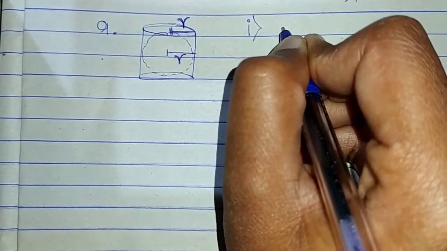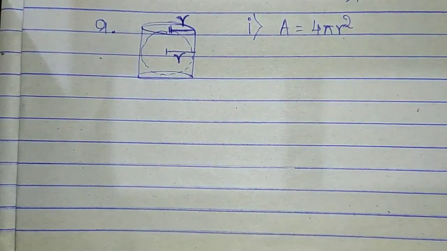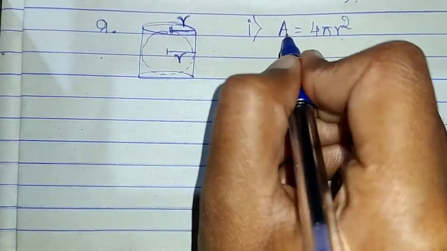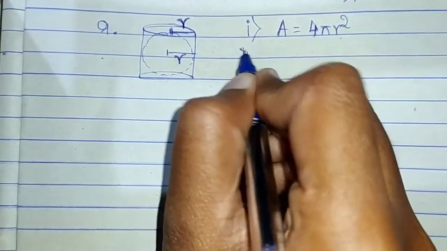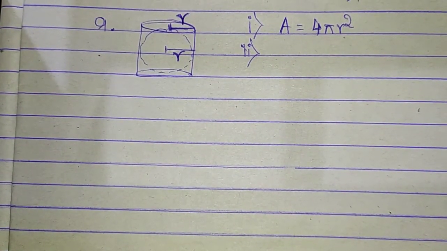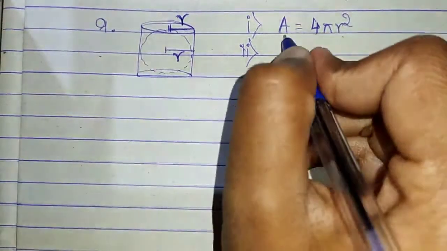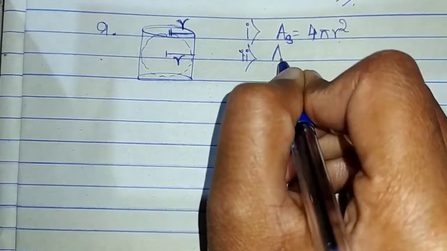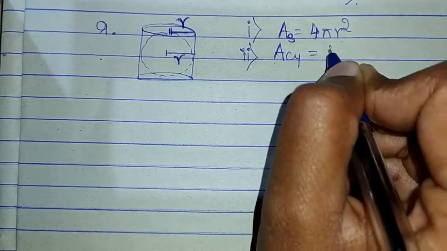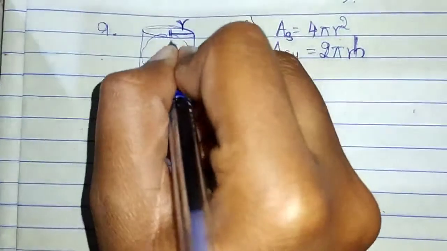So in the 9th question, the surface area of the sphere: since its radius is r, the area of the sphere is equal to 4 pi r square. Similarly, in the second part, they have asked us to calculate the curved surface area of the cylinder, and the curved surface area, or the CSA of the cylinder, is given by the formula 2 pi r h, where h is the height of the cylinder.